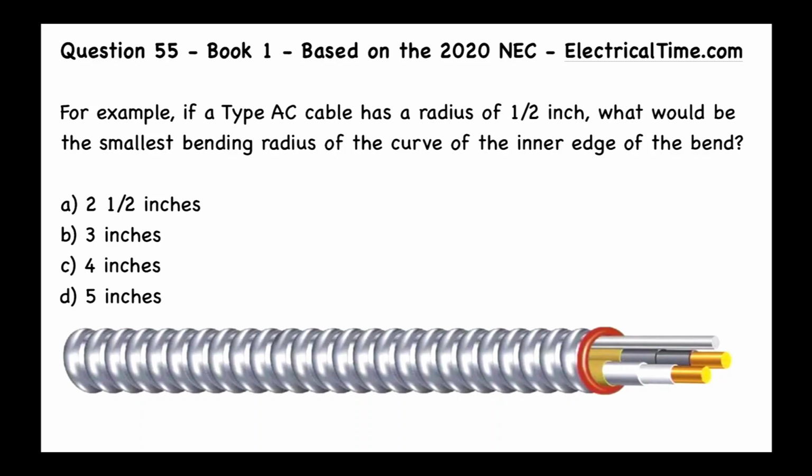This is question 55 from book number 1 based on the 2020 NEC, and this is electricaltime.com. For example, if a type AC cable has a radius of ½ inch, what would be the smallest bending radius of the curve of the inner edge of the bend?